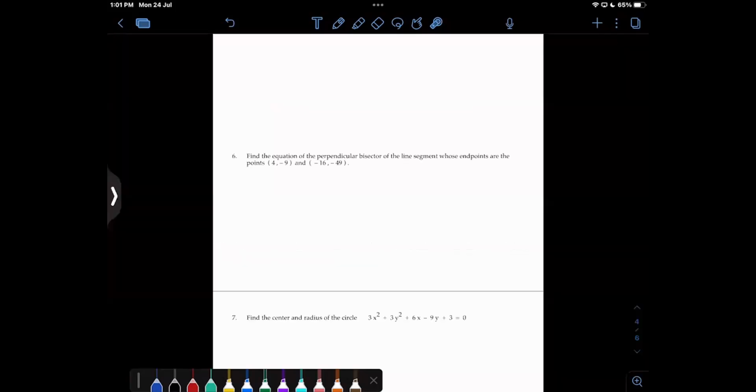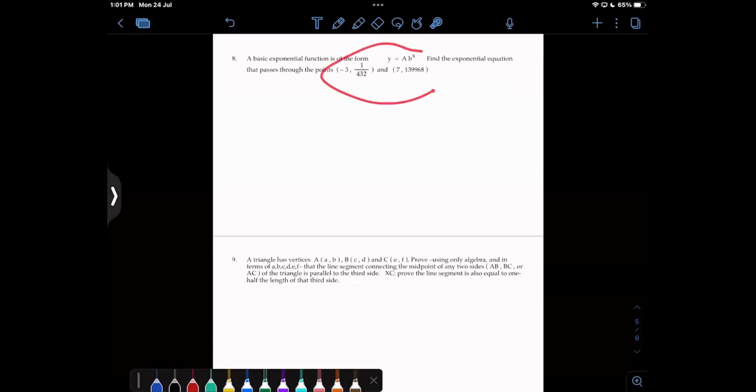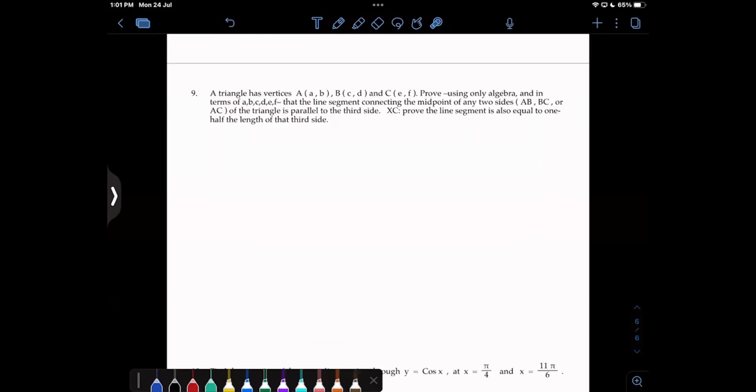I think question 9 was the interesting one. This one, the exponential, should be okay as well. Just simultaneous equations. Substitute x and y, then get two equations in terms of a and b, then solve for a and b. Okay, good. Question 9 is interesting. Let's see.